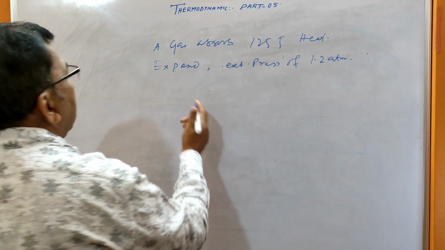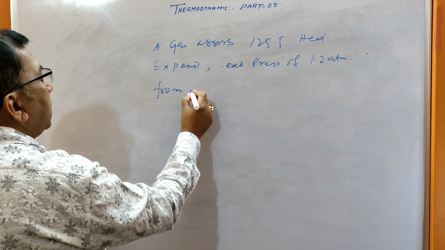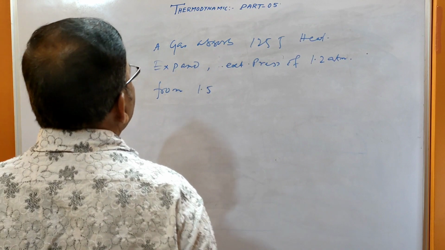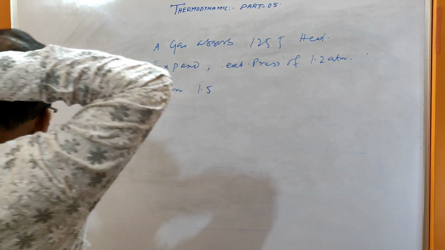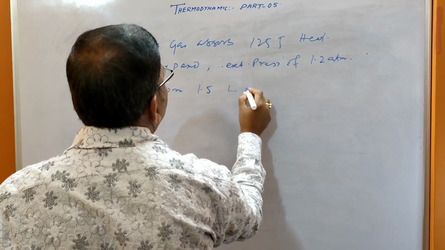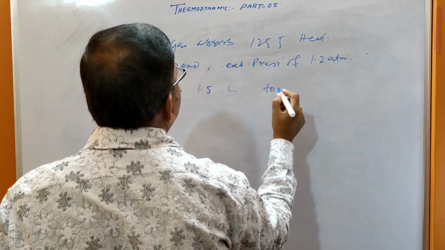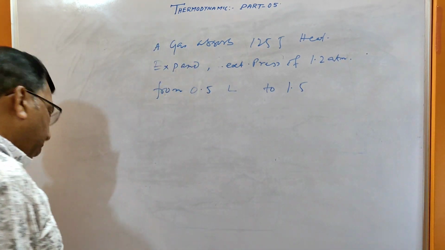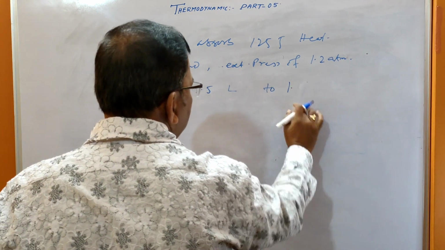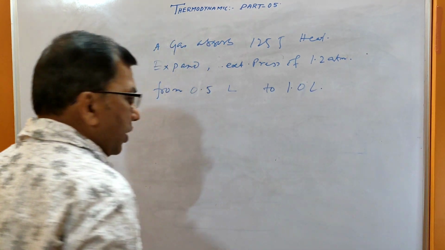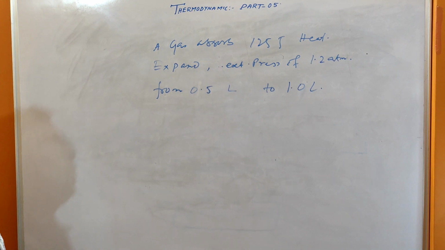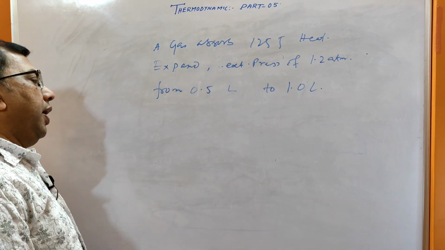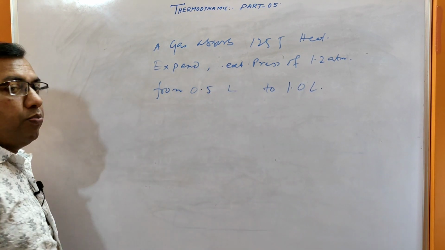The expansion takes place from 0.5 liter to 1.0 liter, for your better calculation. So what is the problem? A gas absorbs 125 joule of heat and expands against an external pressure of 1.2 atmosphere from 0.5 liter to 1.0 liter.